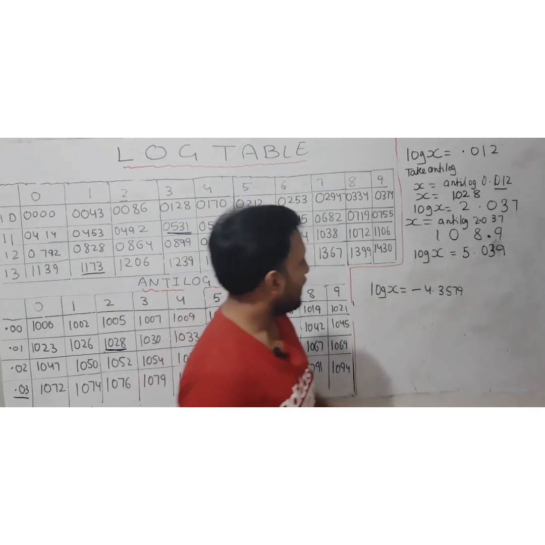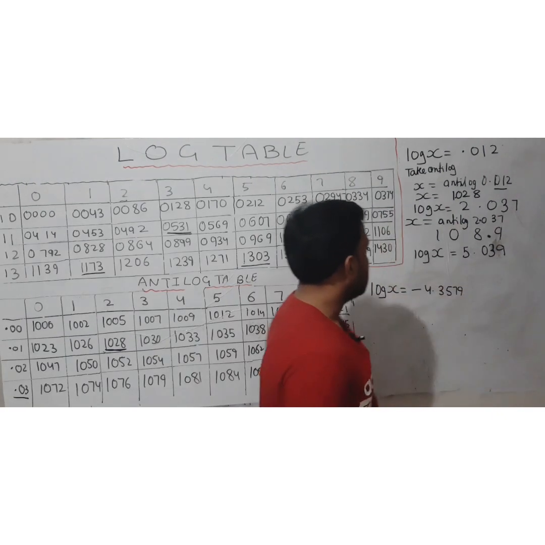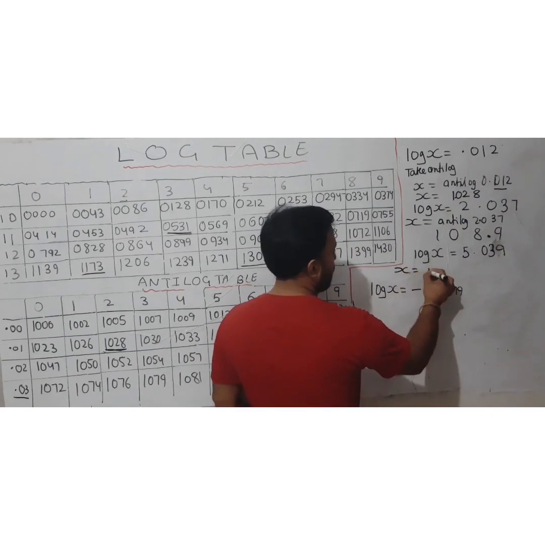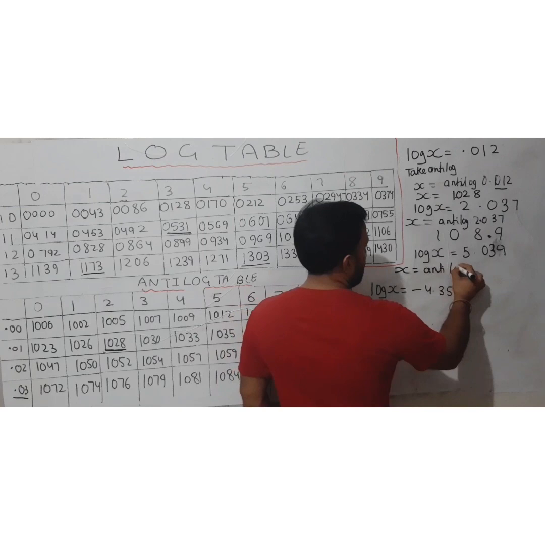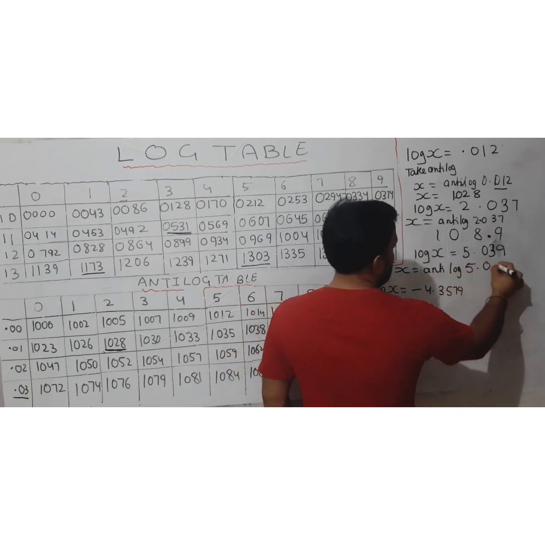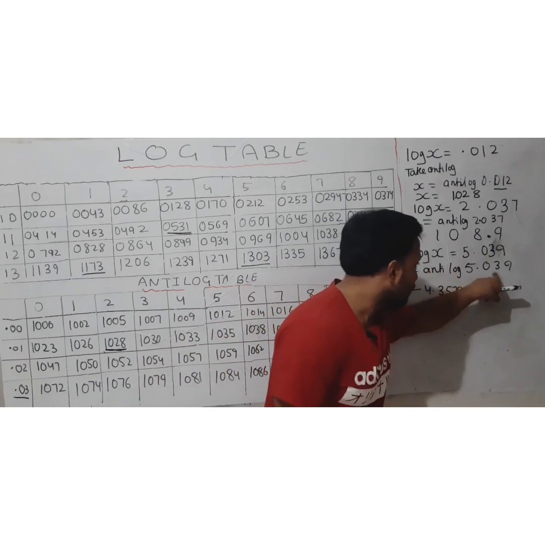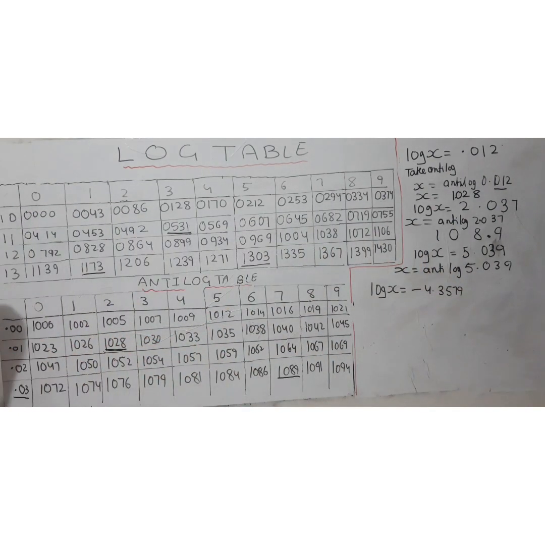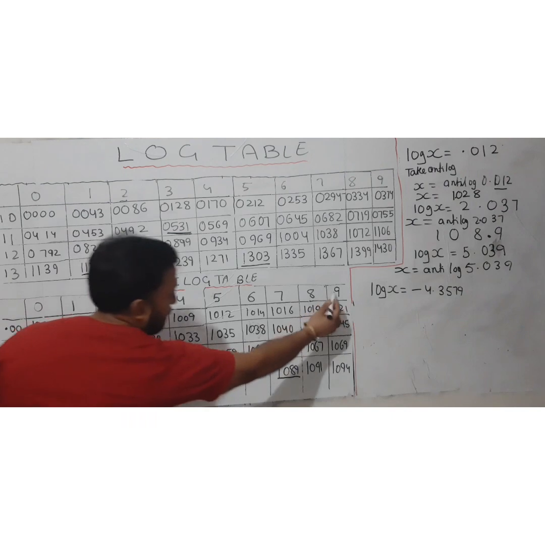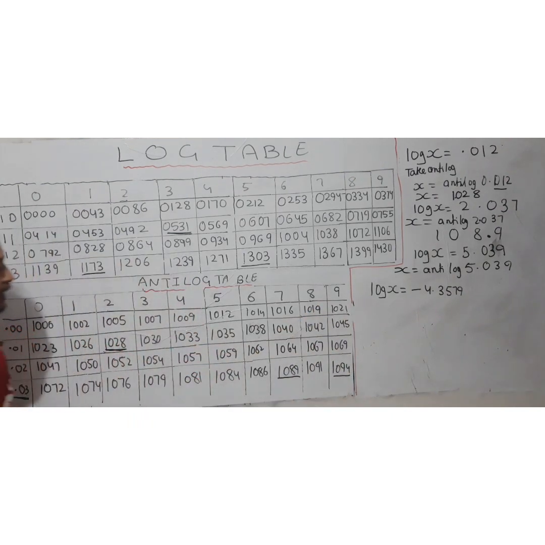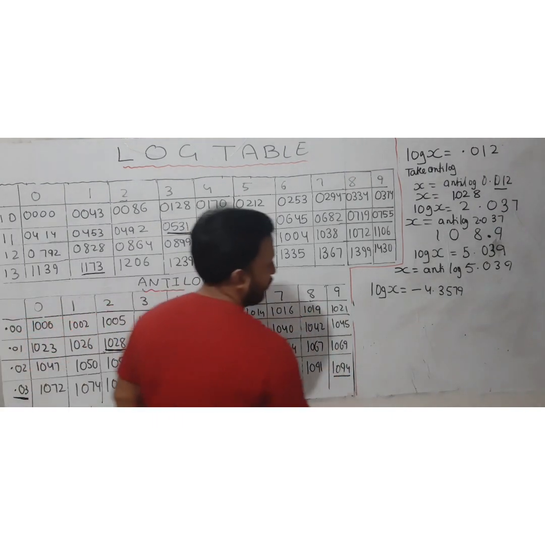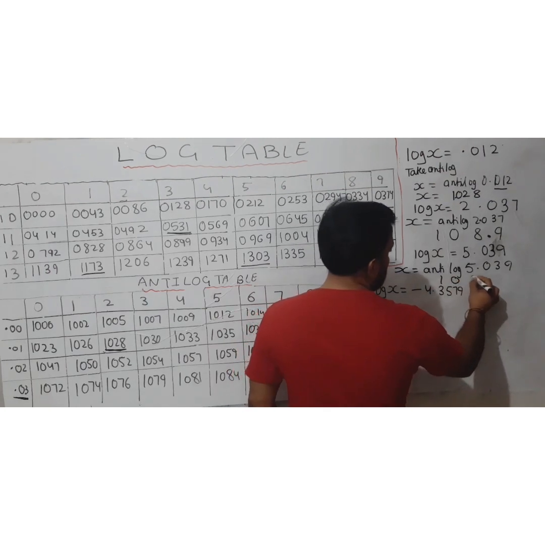One more example. Like it is 5.039. So I am using x equivalent to anti-log of 5.039. Okay. So we will be taking the antilog of 0.03 in 9. So the 0.03 is this and 9 is this. So this is coming, that is 1094. So I am writing 1094.